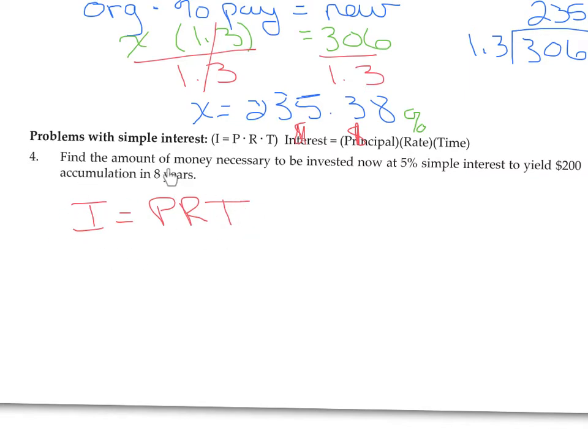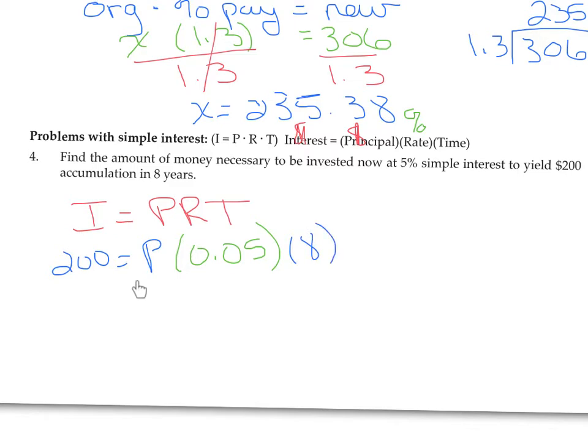So let's look. Find the amount of money necessary to be invested now at 5% simple. Okay, this is the rate, the percent number, so I'm going to put that in place of the R. And again, in a decimal, 5%. Okay, 5% simple interest to yield $200 accumulated in 8 years. Okay, if you're yielding $200, then that is the interest amount. You're looking for the amount invested, so you're looking for the principal. You know the interest is going to be $200, and the time is 8 years. So that's how this turns out.